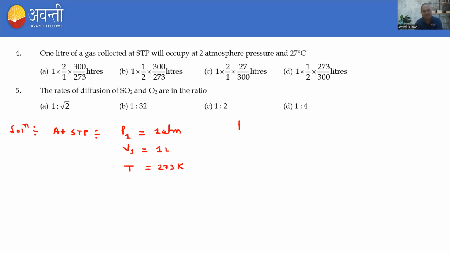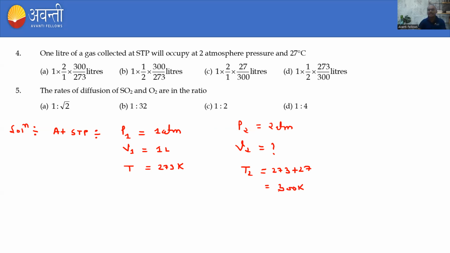Now, what is the final condition? So P2 is given, 2 atm. Now V2 you need to calculate. V2 तो हमें निकालना है. And what is T2? T2 is nothing but 273 plus 27, already given, right? So it becomes 300 Kelvin.